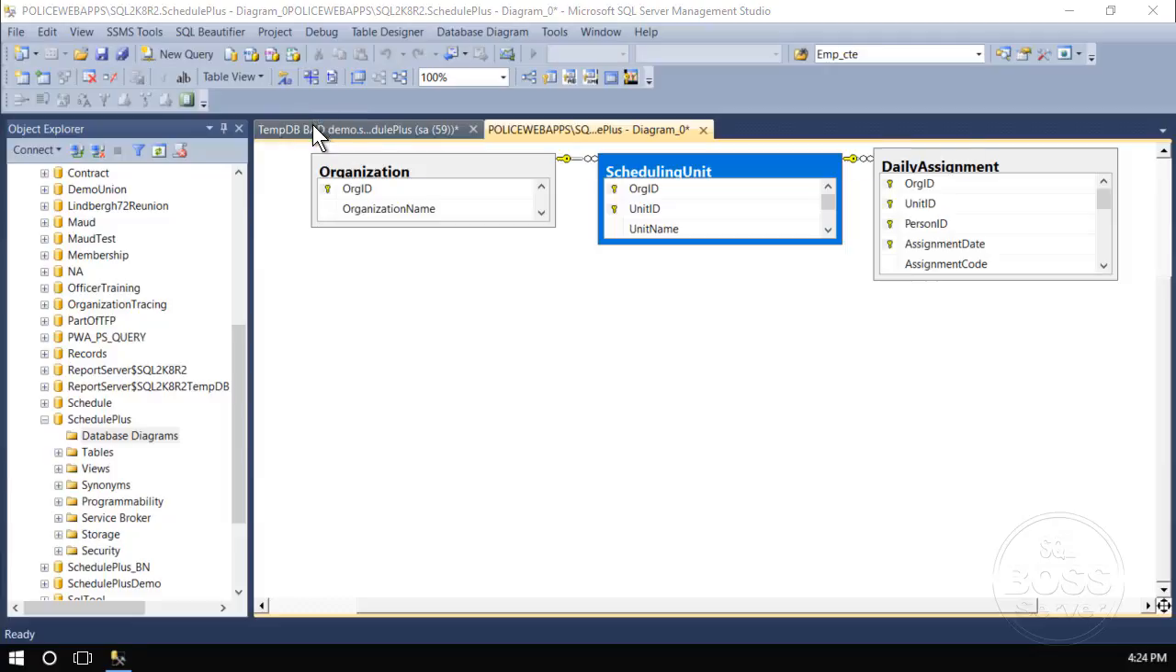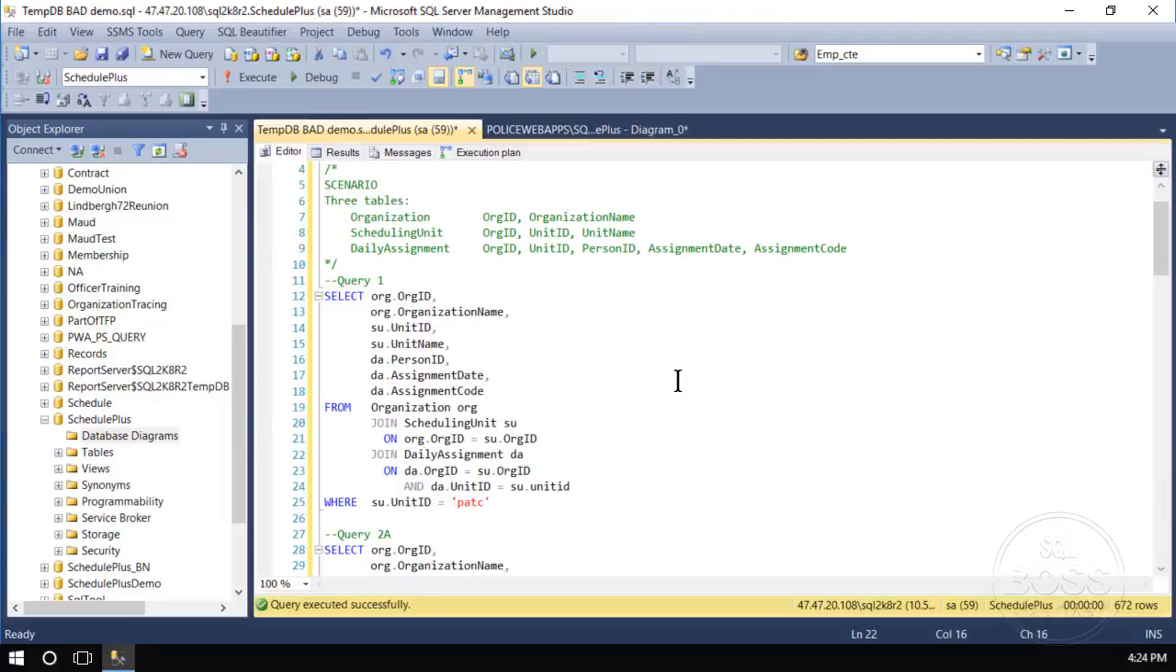Let's look at a query that would use this. What I'm going to do is join the organization table with the scheduling unit table, join that with the daily assignment table, and pull up all of the records for a particular unit ID. The unit ID is not an integer, it is a varchar. So let's just go ahead and run it.